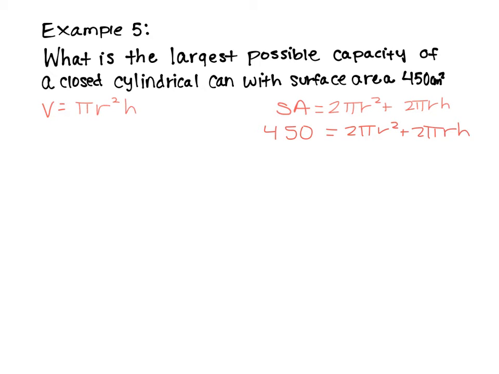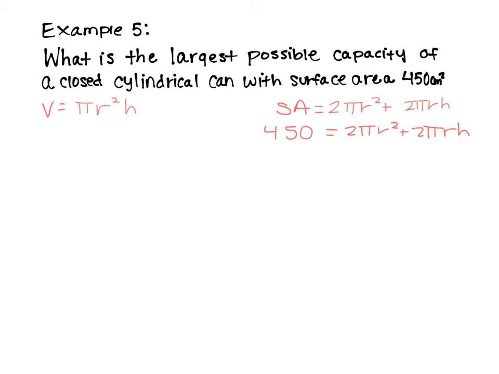And so we have that. So it's asking us what is the largest possible capacity. So we are trying to maximize the volume. So this is the function that we need, and we need to maximize it. The only issue is we need this function to only have one variable, and right now it has 2 other variables. So the key for us is going to be to use this equation and this equation to make a system of equations so that we can maximize that volume.